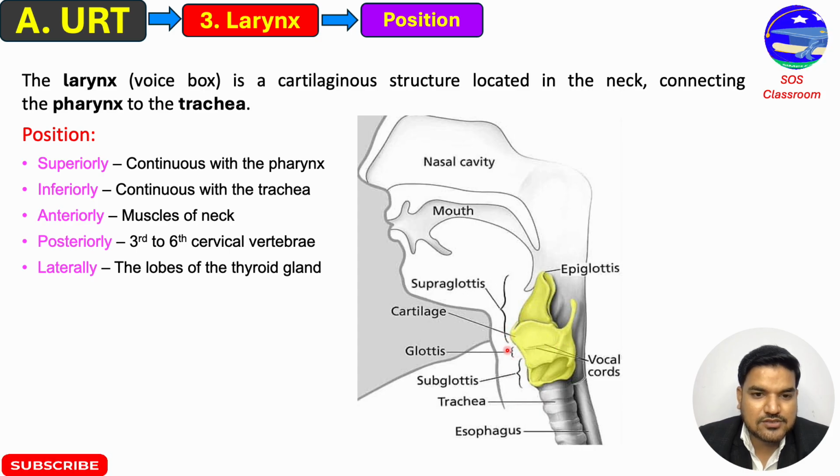Anteriorly, these are the muscles of the neck. Posteriorly, you can see the third, fourth, fifth, and sixth cervical vertebrae. And laterally, there are the lobes of the thyroid gland. The thyroid gland is present in front of the larynx, and its lobes are present on the lateral sides.